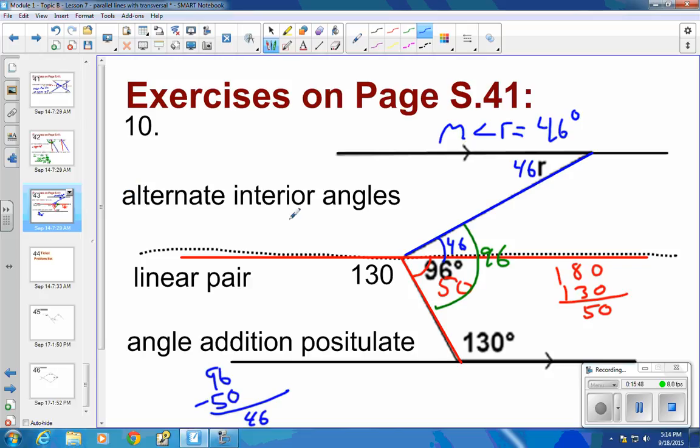So I used alternate interior angles to move this 130 up to here. Then I used linear pair to get this to be 50. Then I used the angle addition postulate to get this to be 46. And then I used alternate interior angles again to get my 46 up there.